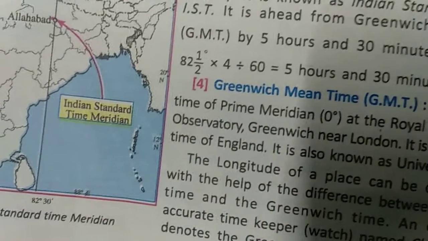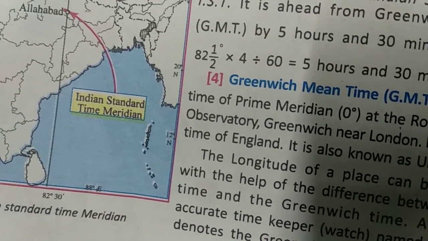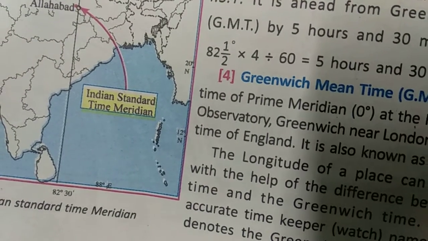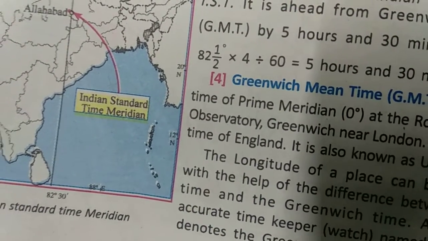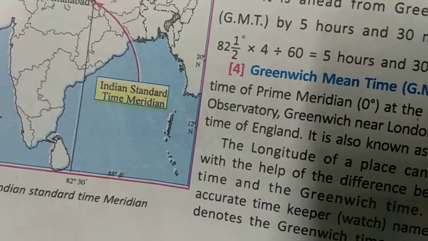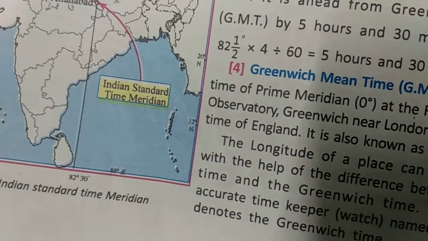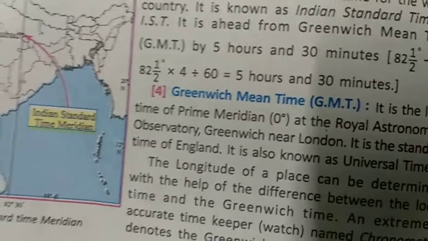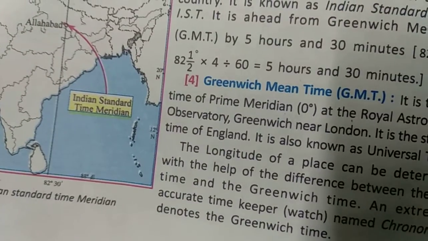GMT, Greenwich Mean Time, is the local time of the prime meridian at the Royal Observatory in Greenwich, which is near London. It is the standard time of England. It is also known as universal time.